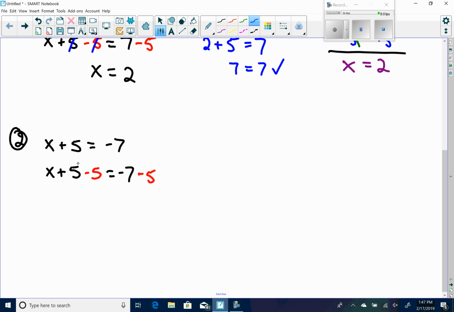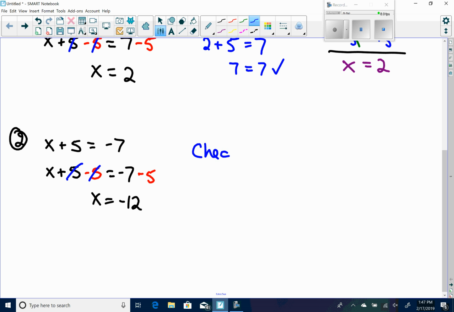So again, these 5s are opposites. They're going to cancel out. I'm left with an x. Now, if you have already watched my lesson on adding and subtracting integers, this is again how I explain this. We have a negative 7 and a negative 5. So think of this as you owe 7 and you owe another 5. So that would mean we would owe 12. So here x is equal to a negative 12.